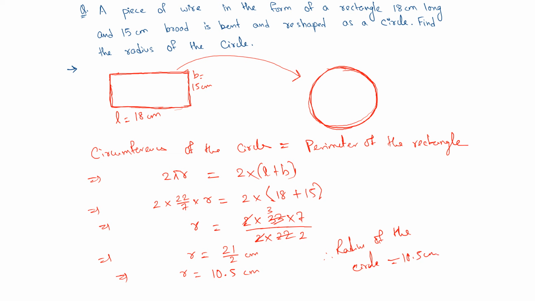So these are a few different kinds of questions based on area and circumference of a circle. If you practice such questions and try to understand the language of the questions, you can easily get a nice concept about the topic of perimeter, circumference and area of the circle.